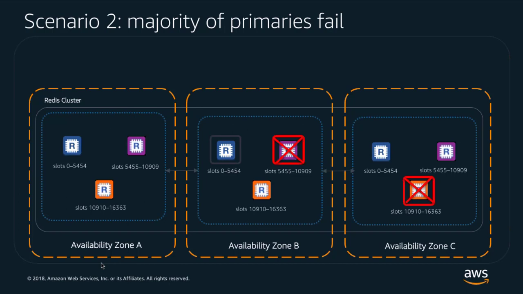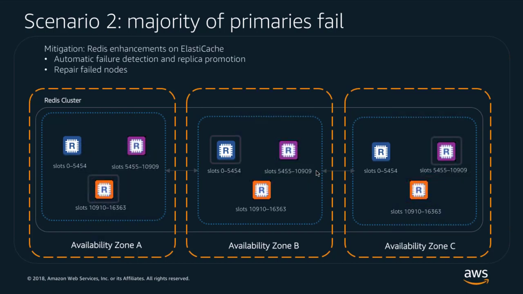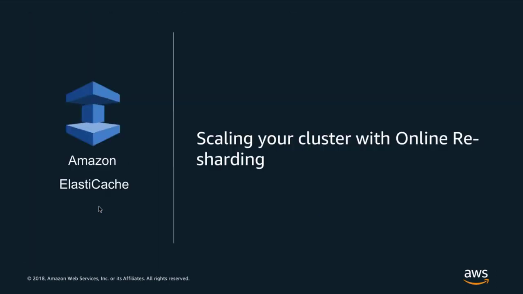Now here's another case where the majority of your primaries are failing, and we'll see how the scenario is handled seamlessly again by the cluster itself. In this case, 2 primaries have gone down, and again automatic failure detection happens, and the new replicas across different AZs are promoted to become the new masters.